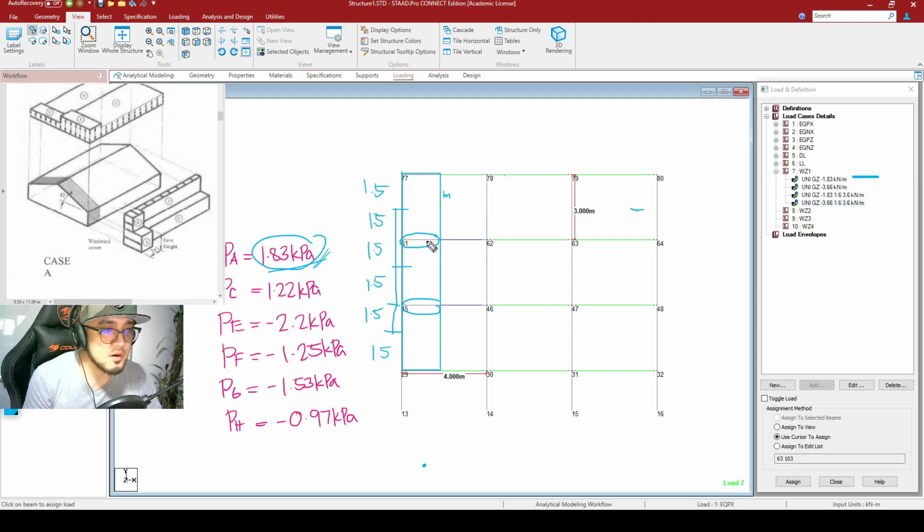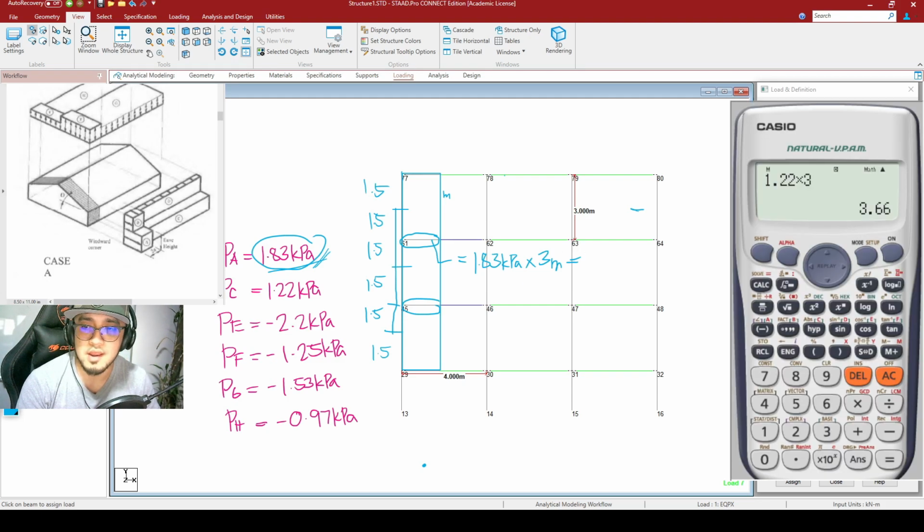So from that, guys, for us to solve for the line load here, this is now to be equal to 1.83 kilopascals times 3 meters, or the tributary width. Looking at the calculator to your right, this is now equal to 1.83 times 3, which is 5.49 kilonewtons per meter. So that is for these two right here. So this is for your third floor and your second floor beams.